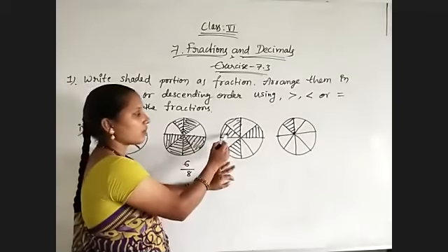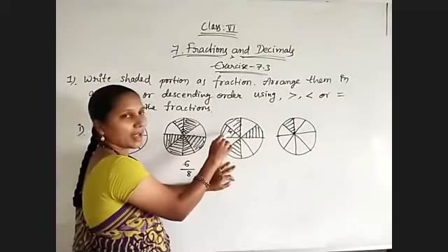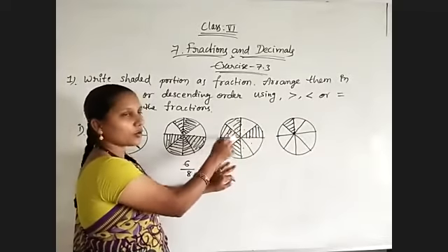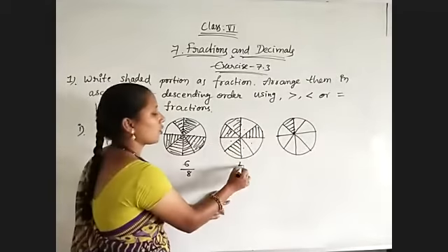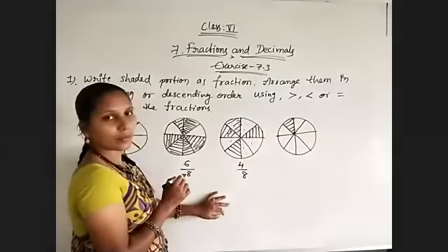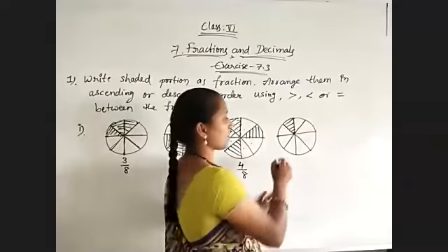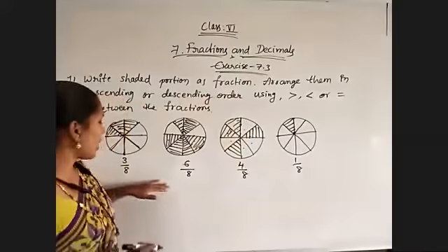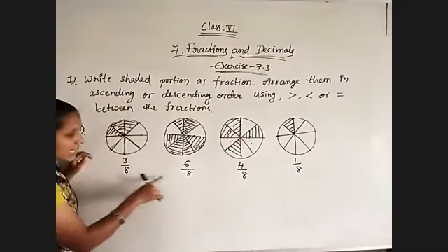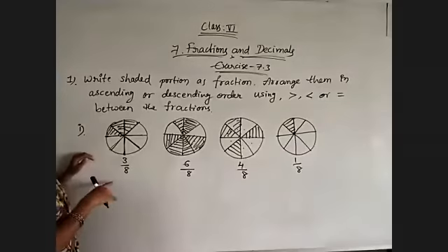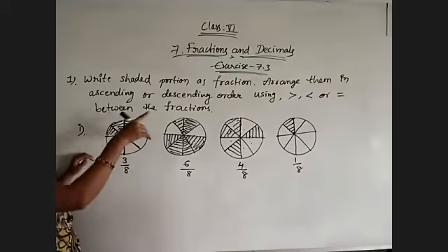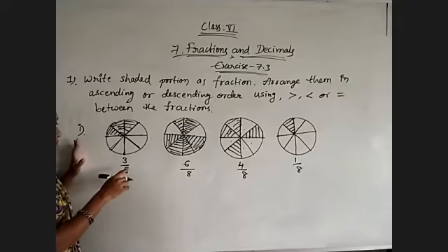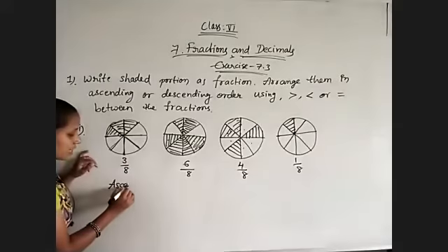Same like that, how many are shaded? 1, 2, 3, 4. 4 shaded, 4 unshaded. Total 4 plus 4, 8 parts are there. So 4 out of 8. Then coming to the last one, only one shaded out of 8 equal parts. So 1 by 8. Now observe, all are divided into 8 equal parts, which means all the given fractions are like fractions. In the case of like fractions, it is very easy to arrange in ascending or descending order. So first I am writing the ascending order of the given fractions.